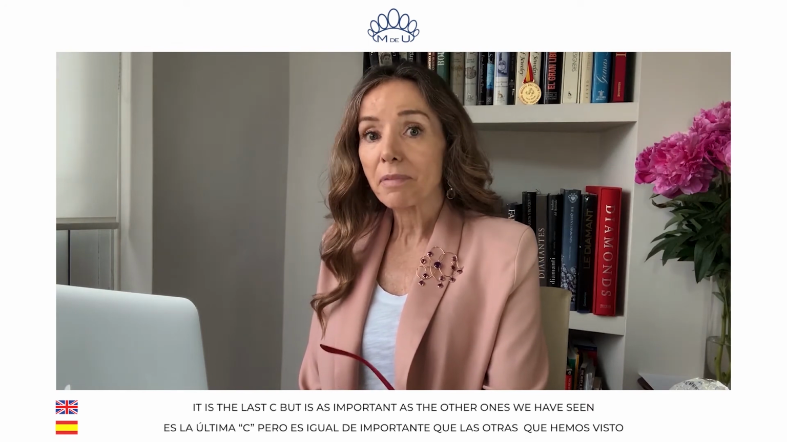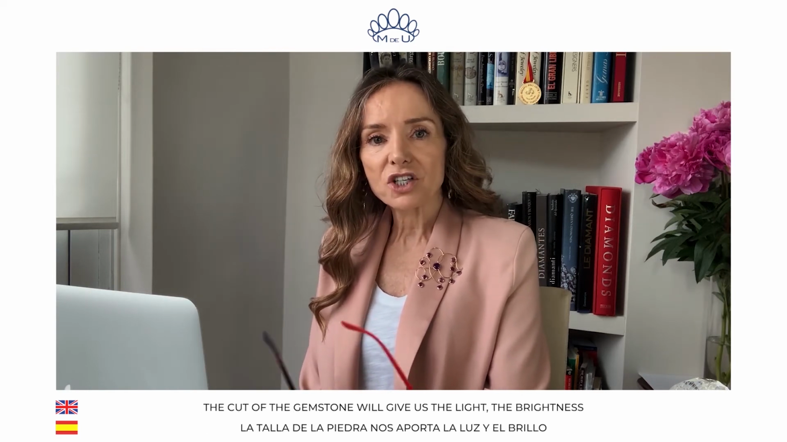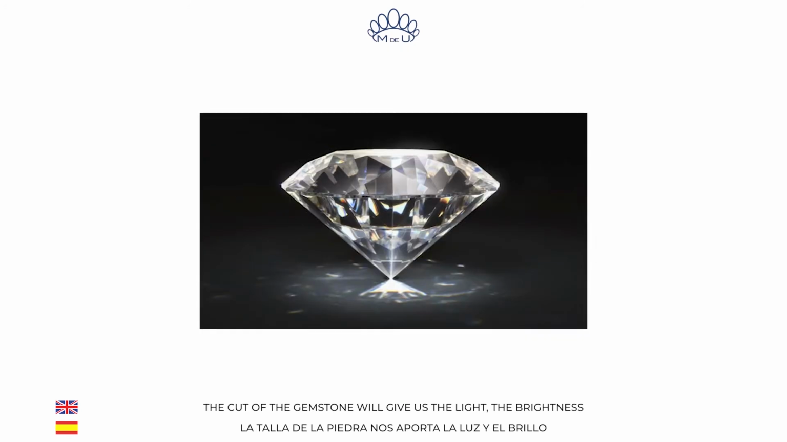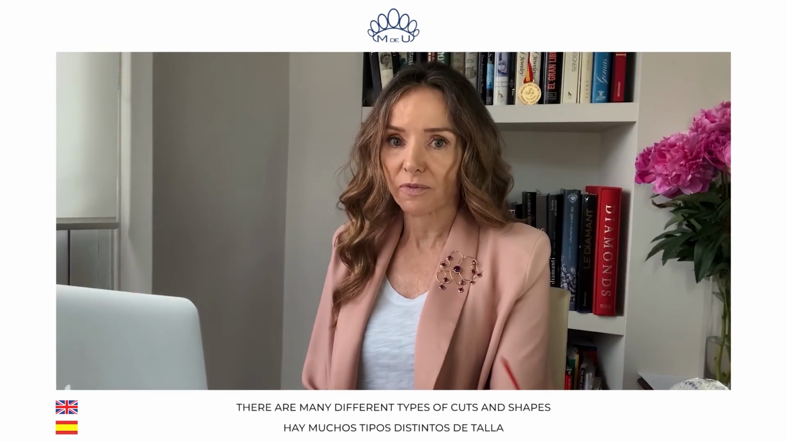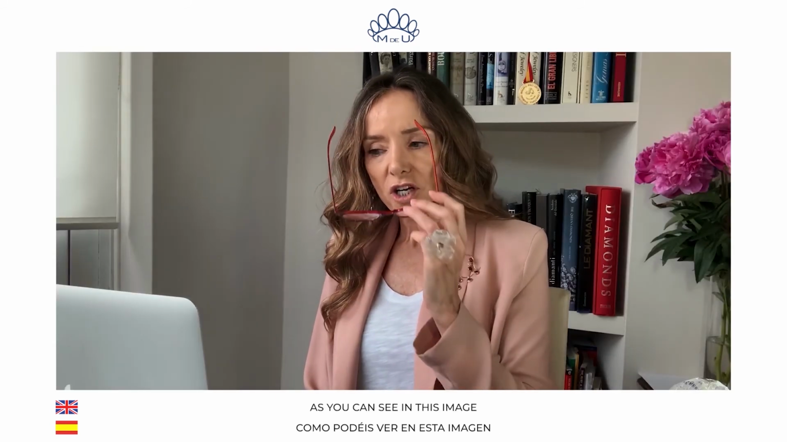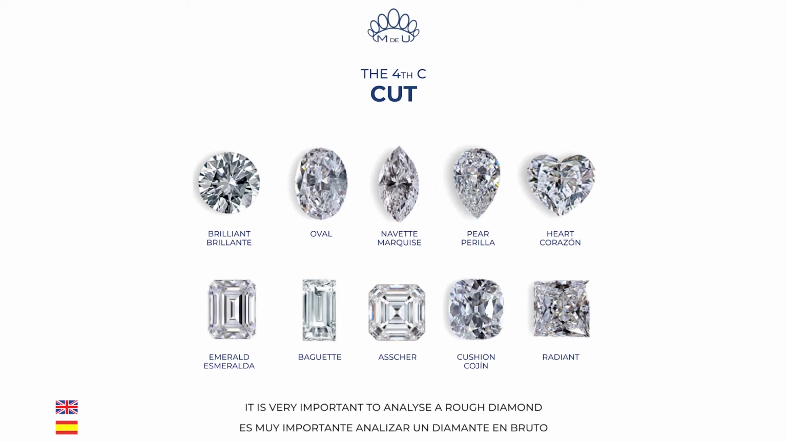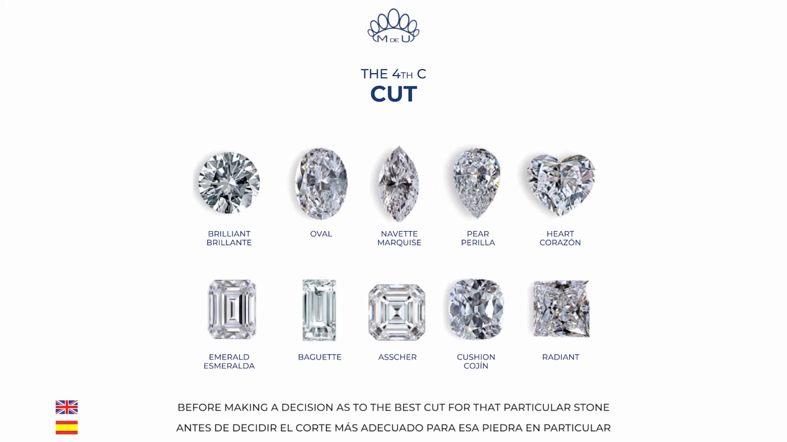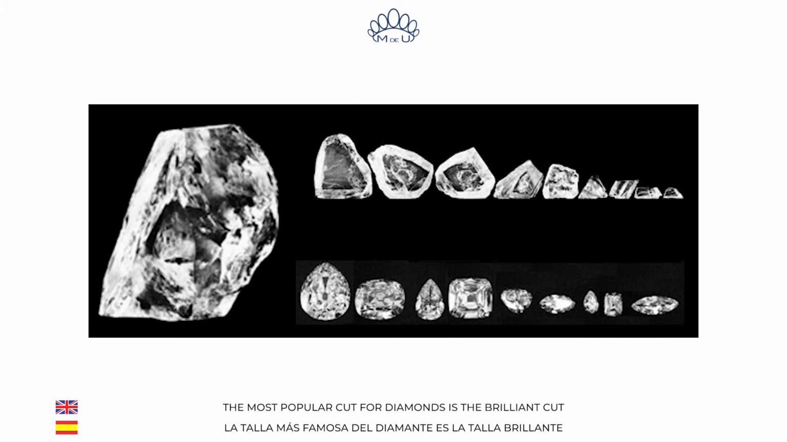So we arrived at the C that refers to the cut. It is the last C, but it is as important as the other ones we have seen. The cut of a gemstone will give us the light, the brightness of a gemstone. There are many different types of cuts and shapes. As you can see in this image, we can find the round shape, the oval shape, pear, heart, cushion, drop, etc. It is very important to analyze a rough diamond before making a decision as to the best cut for that particular stone. The most popular cut for diamonds is the brilliant cut.